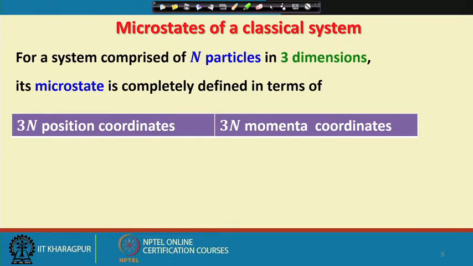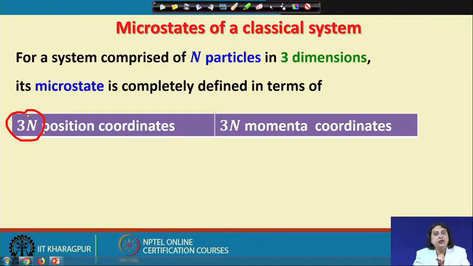Now, particle 1 has how many position coordinates? 3 in 3 dimensions. Particle 2 also has 3 in 3 dimensions. So, for capital N particles, I have a total of 3N position coordinates. Similarly, for each particle, I have 3 momenta coordinates, the x component of the momentum, the y component of the momentum, and the z component of the momentum. Therefore, if I consider all the N particles together in 3 dimensions, I will have 3N momenta coordinates.